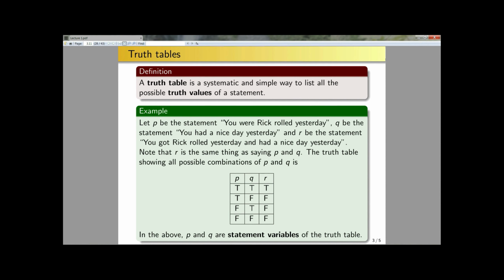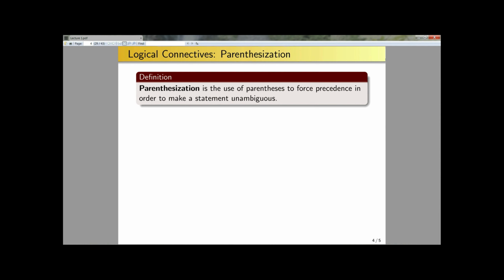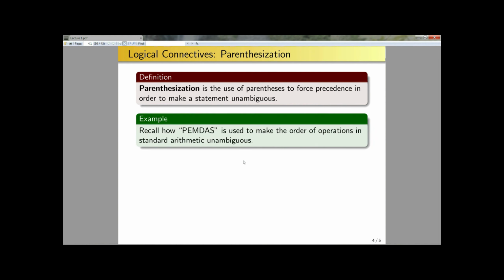So now let's examine some logical connectives. First we're going to define parenthesization. Parenthesization is the use of parentheses to force precedence in order to make a statement unambiguous. For example, recall how PEMDAS is used to make the order of operations in standard arithmetic unambiguous. Well, in formal logic, parentheses serve the same type of purpose.